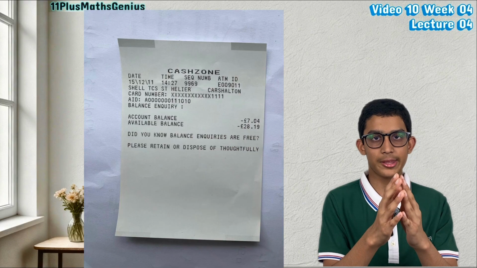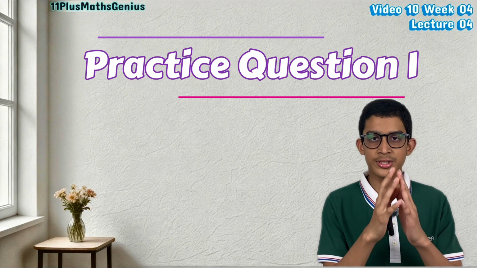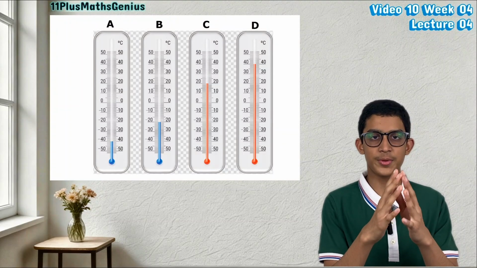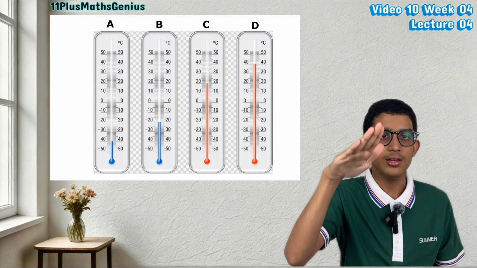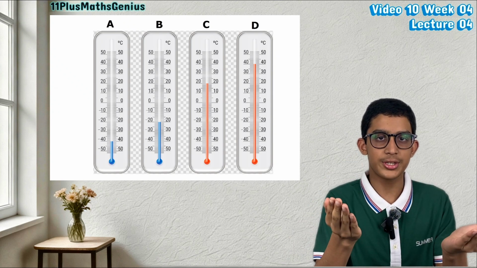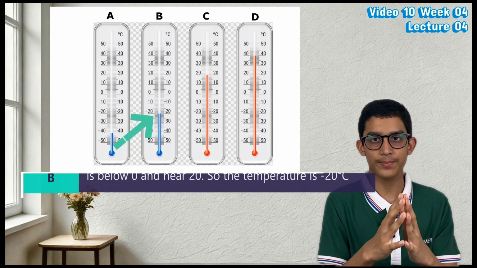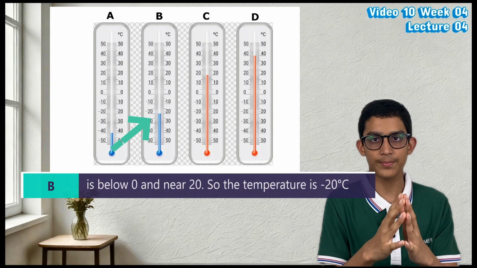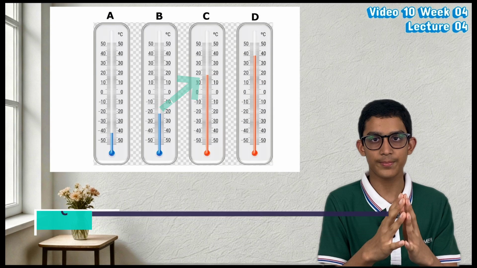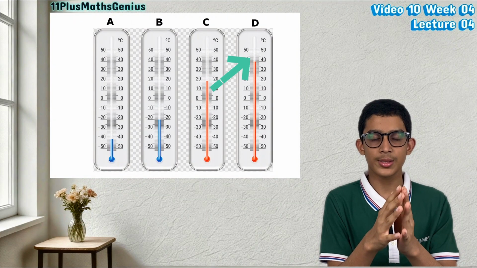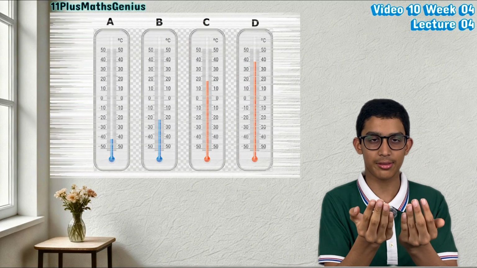Let's do some practice. Practice question 1. Can you identify the temperatures shown on the thermometers A, B, C, and D? A is below 0 and it is near 40 degrees, so the temperature is negative 40 degrees. Can you find out D? If you are struggling, please comment and we will reply with the answers.